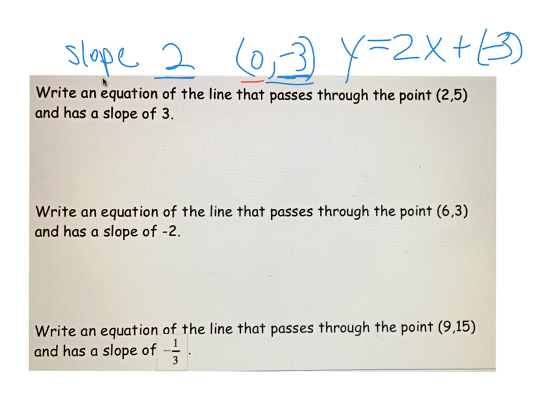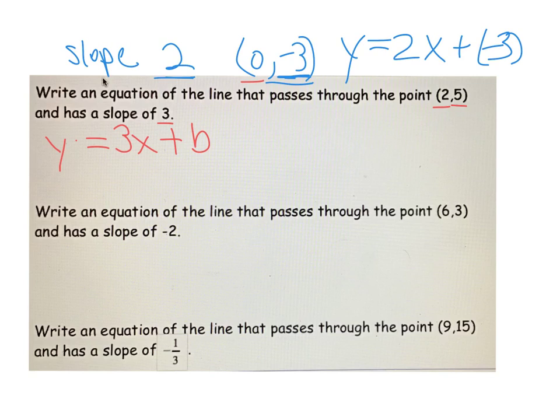The next level is going to be this sort of problem here. Write the equation of a line that passes through the point 2, 5 and has a slope of 3. To solve this, we're going to set up the equation with the y-intercept being an unknown. So y is equal to 3, because that's the slope, x plus b. Now I'm going to plug in 2 for my x and 5 for my y.